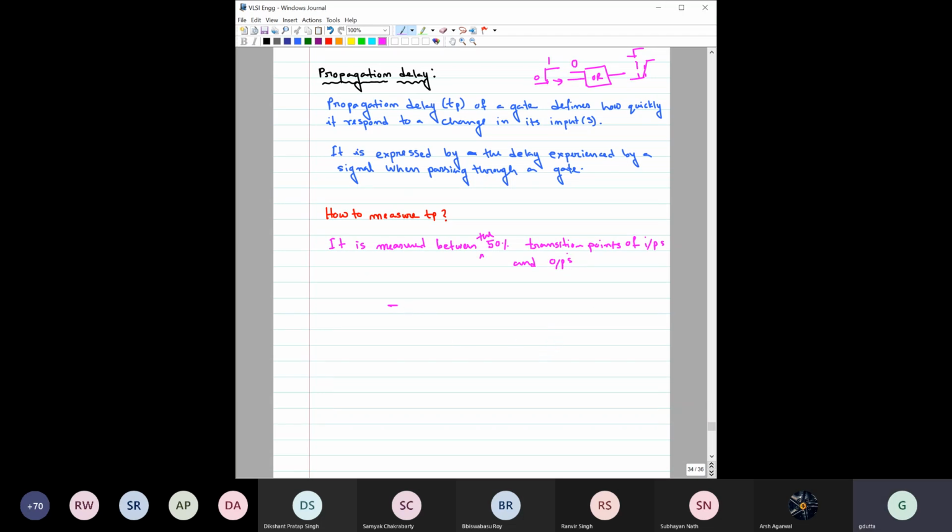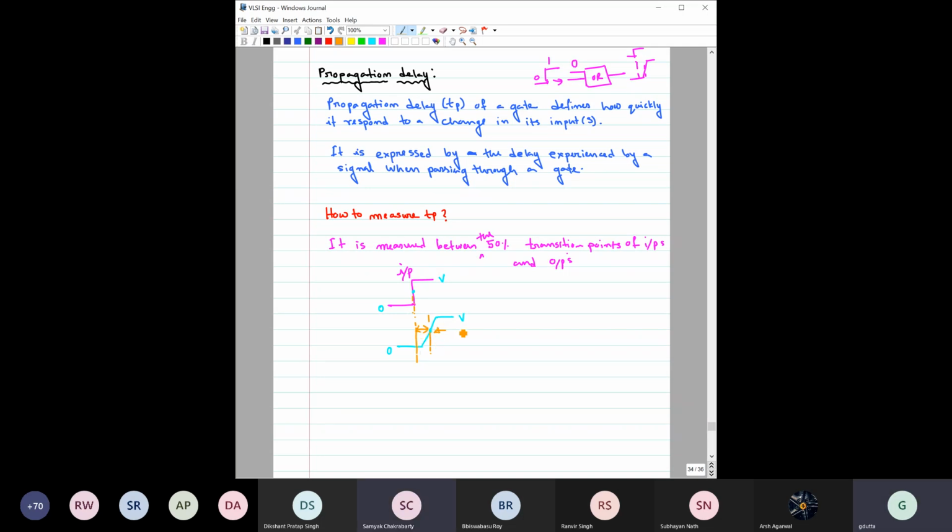So what do I mean by that? Suppose you have an input like this, and your output is like this. So 50% of the input means, this is V, this is 0, this is again 0, this is V. 50% means here, because it is a type of step input. So 50% here, and here 50% is this much. Here we will define the delay as the time gap between these two.